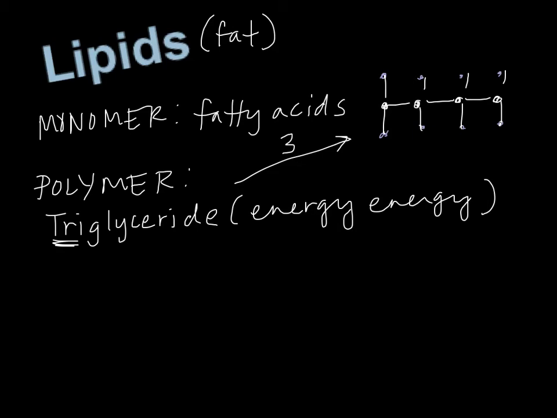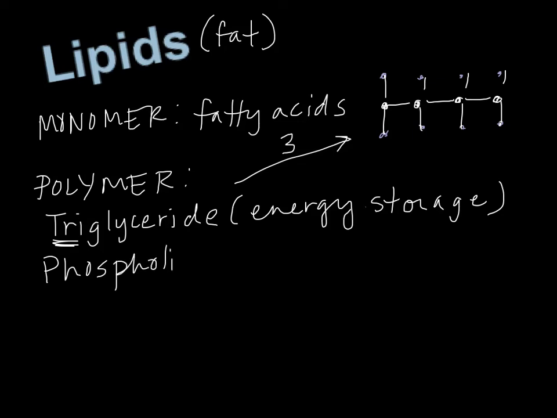Energy storage. The next type of molecule that's a polymer of fat is called a phospholipid. All right, number 2, phospholipid. And these are found in cell membranes. We will talk a lot about this in the next unit.